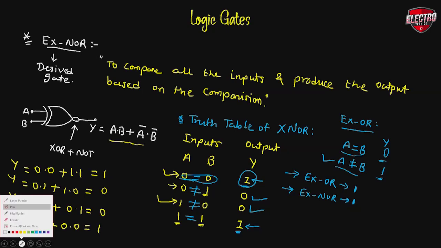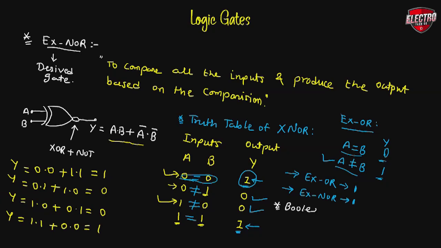Next point is the Boolean expression for exclusive NOR gate. Y is equal to A B plus A bar dot B bar. The short form for the Boolean expression of exclusive NOR gate is A circled dot B. And the full version is equal to A dot B plus A bar dot B bar.